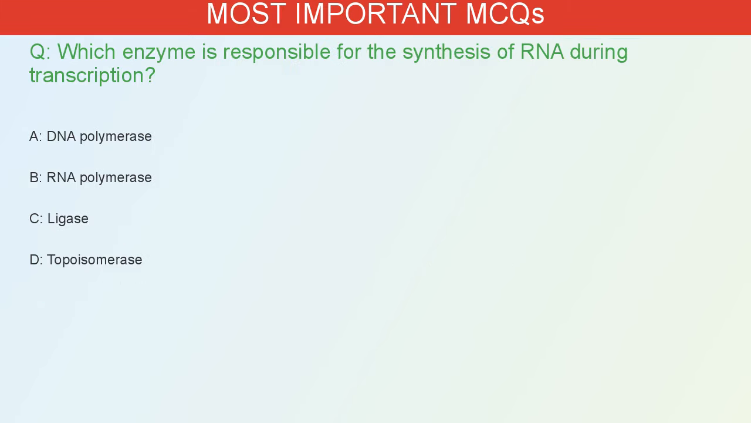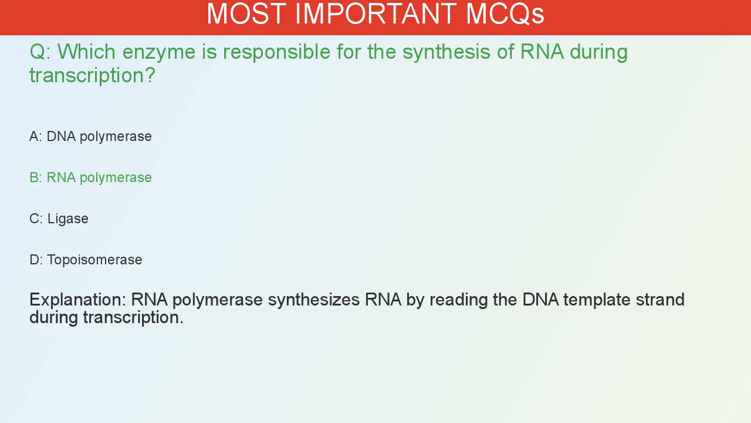Which enzyme is responsible for the synthesis of RNA during transcription? A. DNA polymerase. B. RNA polymerase. C. Ligase. D. Topoisomerase. The correct answer is B. RNA polymerase synthesizes RNA by reading the DNA template strand during transcription.